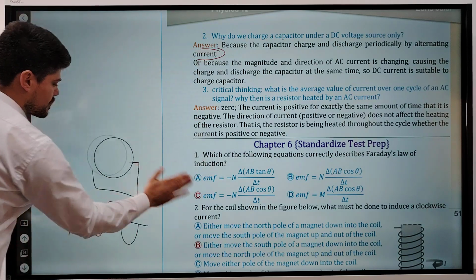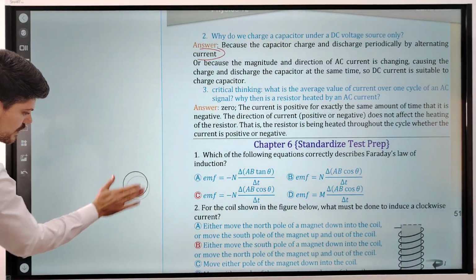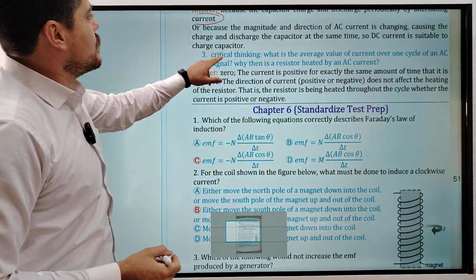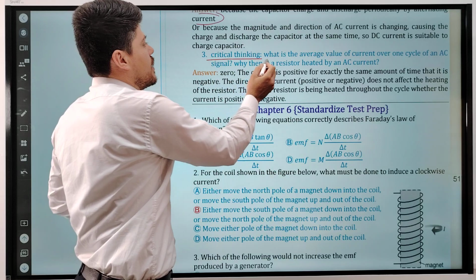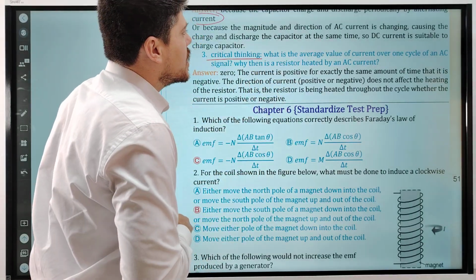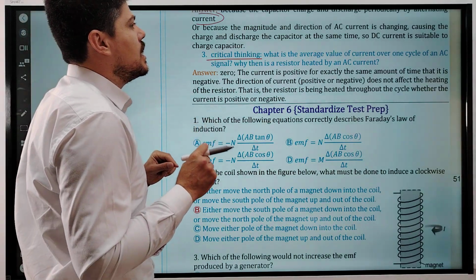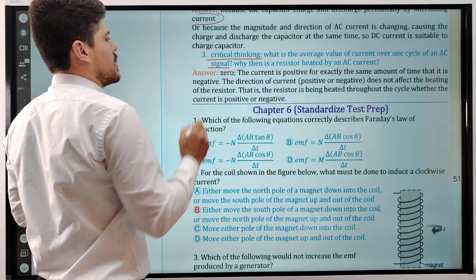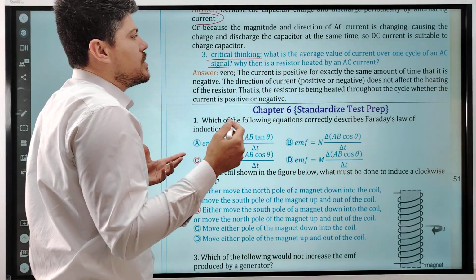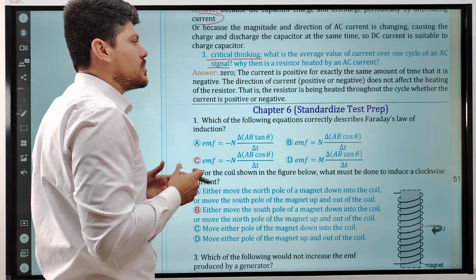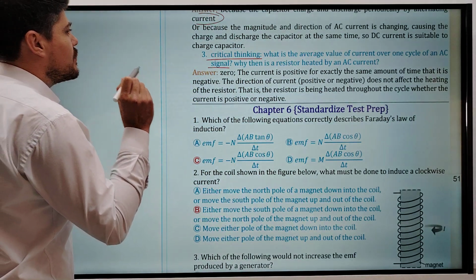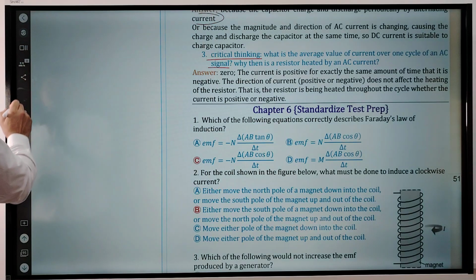Question 3. The last question, critical thinking. What is the average value of current over one cycle? Over one cycle of an AC signal. Okay? So why then is a resistor heated by an AC current? So this question has two parts. To solve the first part, what is the average value of current for one cycle?